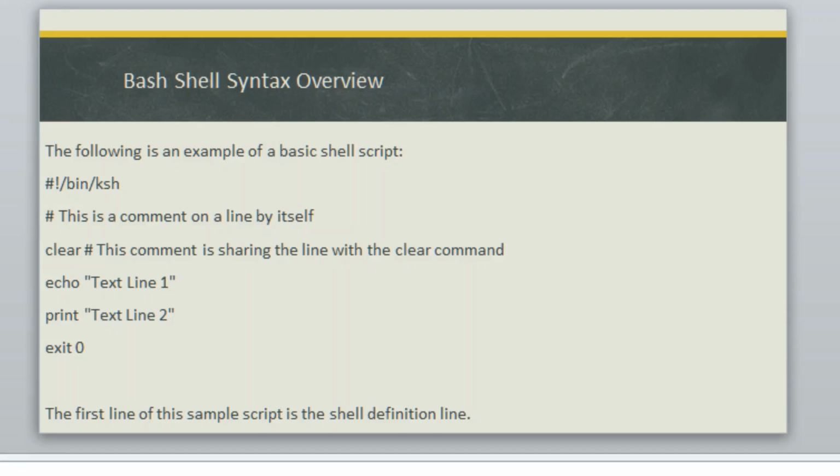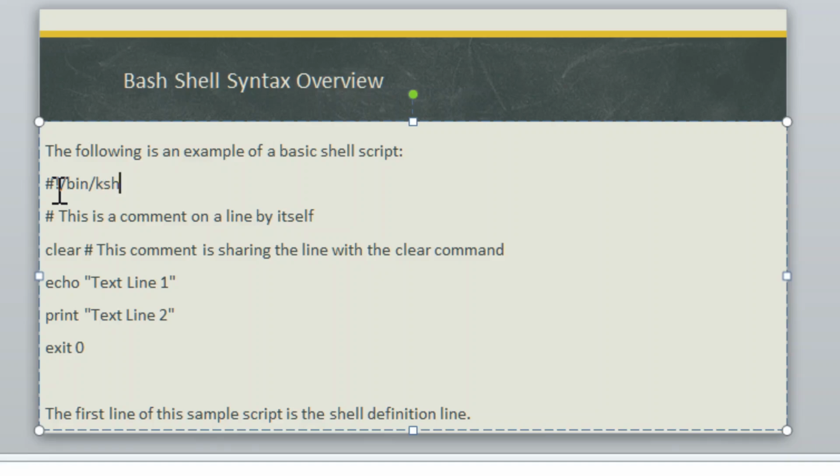Let's go over the bash shell syntax a little bit, kind of an overview of what's going on in this. The following is an example of a bash shell script, okay? We have this first line here, and this is called the hash bang, okay? This is going to be the first line of every script you write. You always need to put this first.